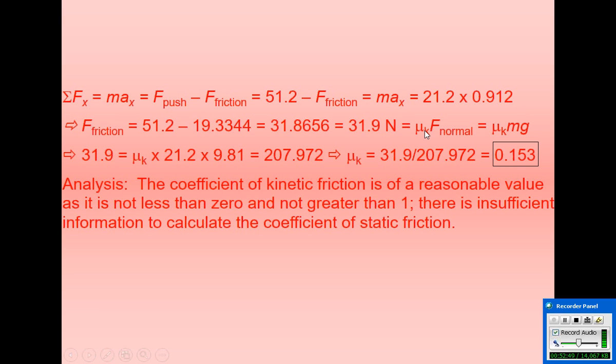We know that the frictional force is equal to mu times the normal force. In this case, mu k, because the surfaces are sliding. The normal force is equal to mg. So 31.9 must be equal to mu k times 21.2 times 9.8. 9.81 is slightly more precise. And you go through the numbers, and you get that mu k is equal to 0.153. Perfectly reasonable value for a coefficient of friction.